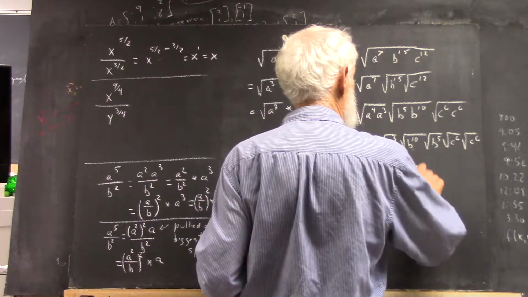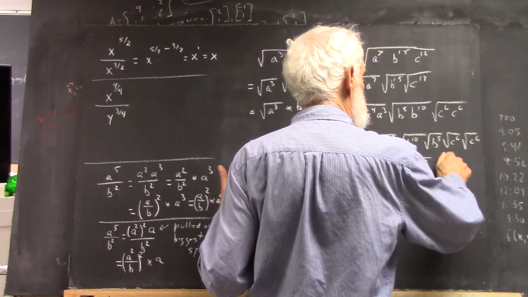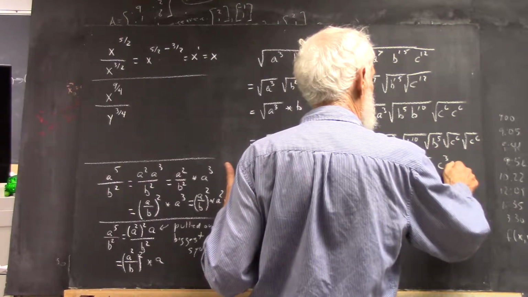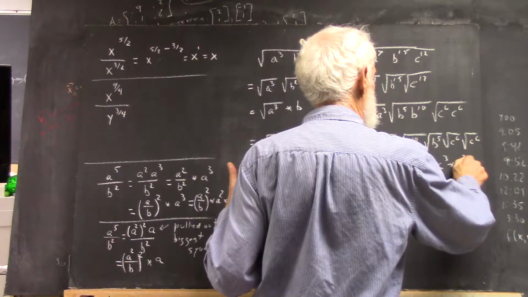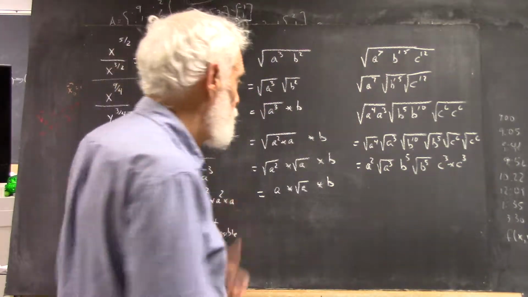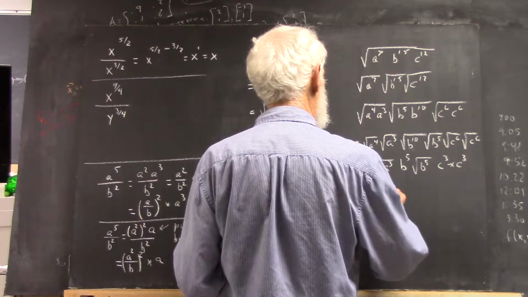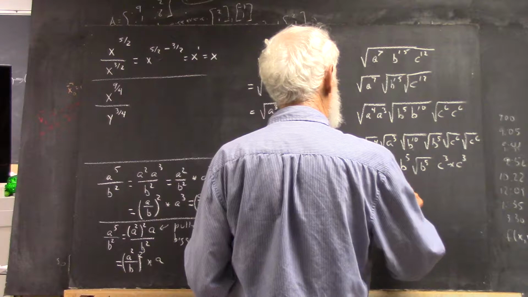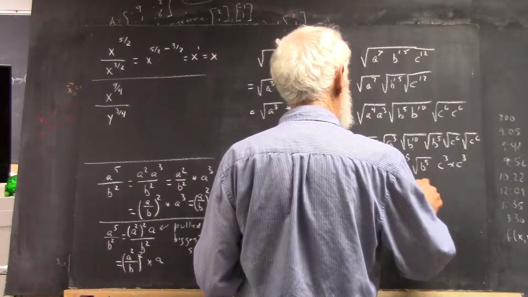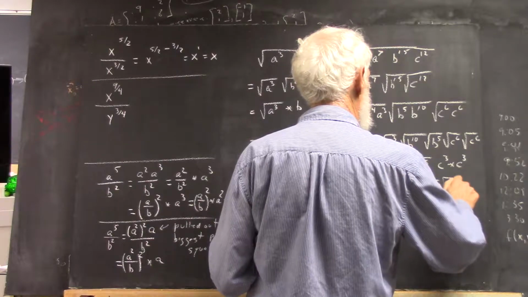And then that's times the square root of b to the 5th. And the square root of c to the 6th is c cubed times c cubed, right? Right. Well, now we could write this as, let's just write a squared b to the 5th c cubed times the square root of a to the 3rd times the square root of b to the 5th, right?